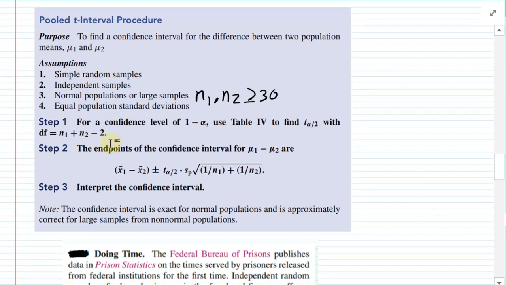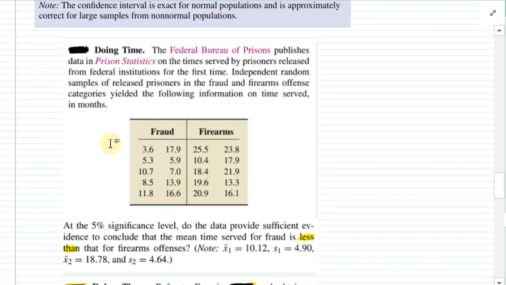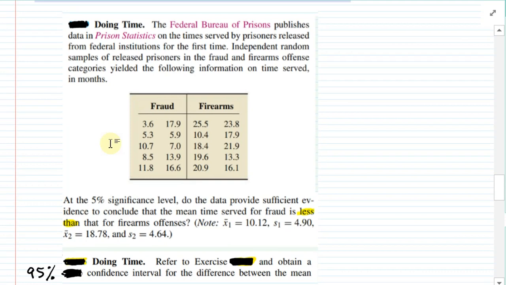Okay, now let's take a look at an interesting exercise here. In this exercise, it's called doing time. Okay, so for this exercise, it reads: the Federal Bureau of Prisons publishes data in prison statistics on the time served by prisoners released from federal institutions for the first time. Independent random samples of released prisoners in the fraud and firearm offense categories yielded the following information on time served in months.